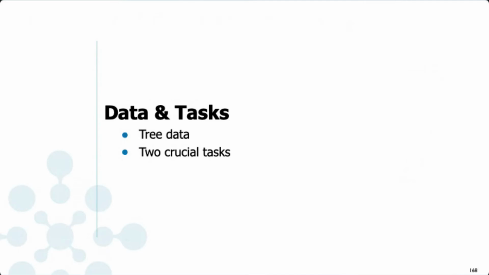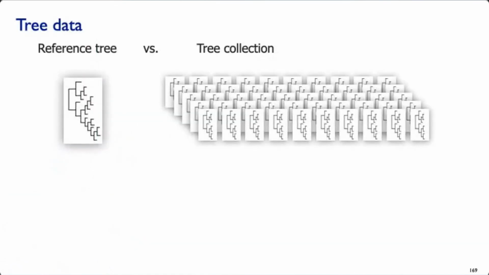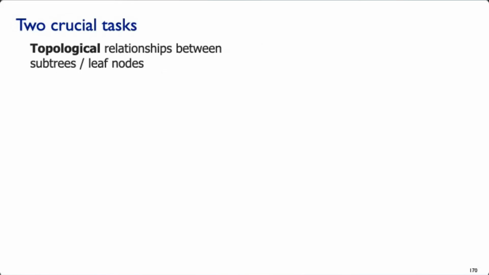Let's talk just a little bit about the data and the tasks. What are the characteristics of the tree data, and what are two of the most central tasks? One important thing is that this is not just pairwise comparison. There is typically a reference tree that the biologists have, and then a whole collection of other trees that they're comparing to this reference tree. That's one important aspect of it.